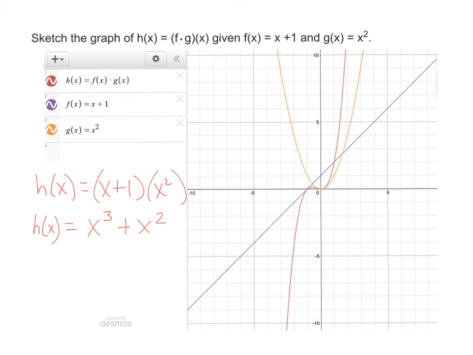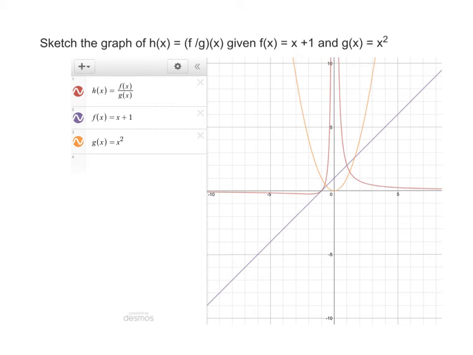And I think I have one more. f divided by g of x. So this one is going to be f of x, which is x plus 1, divided by g of x, which is x squared. And we can't really simplify that. And we don't know a lot yet about this type of function, but we are going to learn more about these rational functions in this unit. But it's these two red lines. And you can see that it does not exist at x equals 0. Anybody know why?